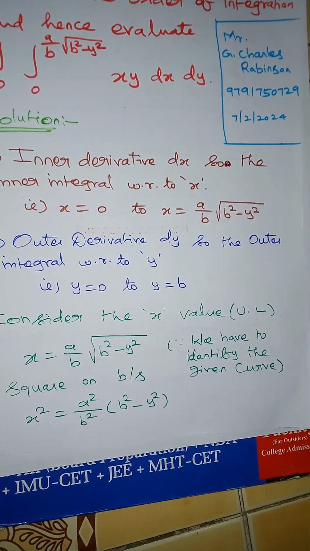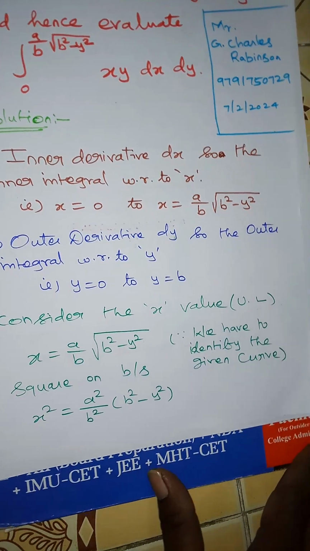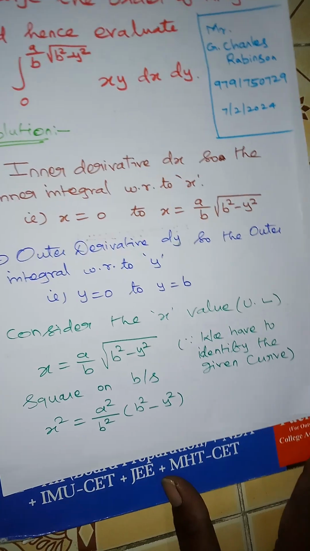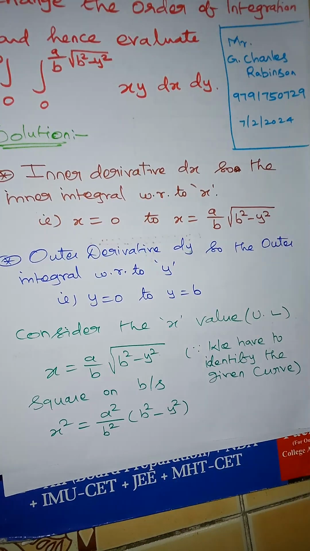Consider the x value, which means the upper limit only. x is equal to a by b square root of b squared minus y squared. This is what we are given, so we have to identify the given curve. Using this x value, we are going to formulate the shape or curve of the given curve. Now I'm going to square on both sides.